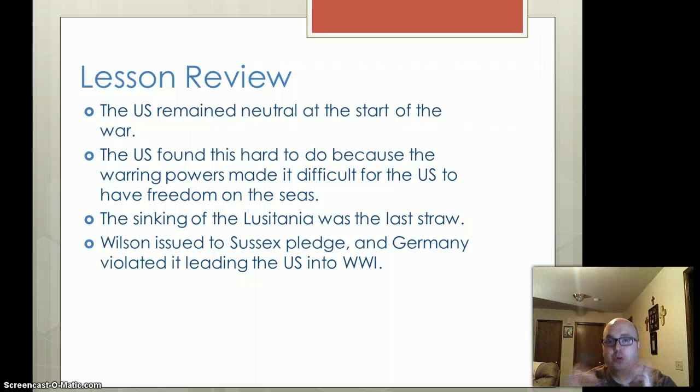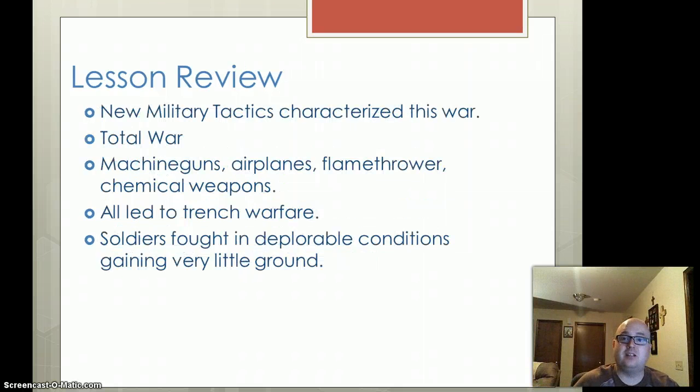The U.S. remained neutral at the start of the war. The U.S. found this hard to do because warring powers made it difficult for the U.S. to have freedom of the seas, which is what we really wanted. Sinking the Lusitania was the last straw. Wilson issued the Sussex Pledge. This really was the line in the sand. Germany violated it, leading us into World War I in 1917.